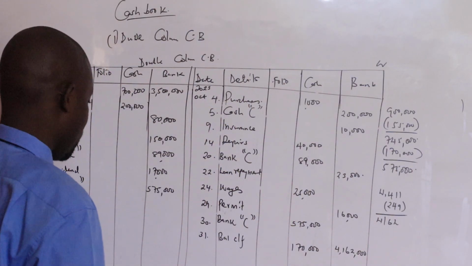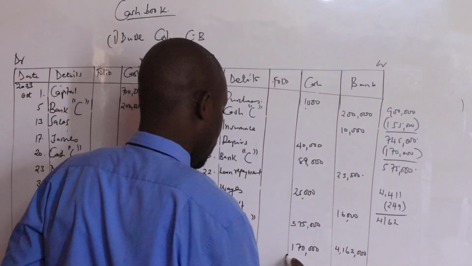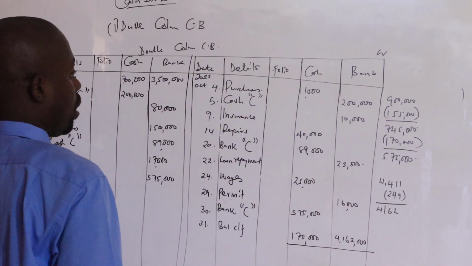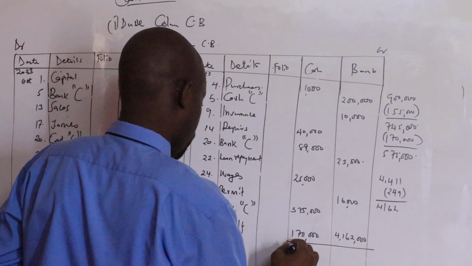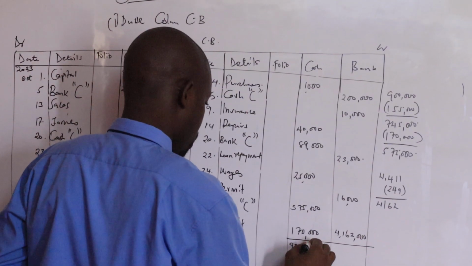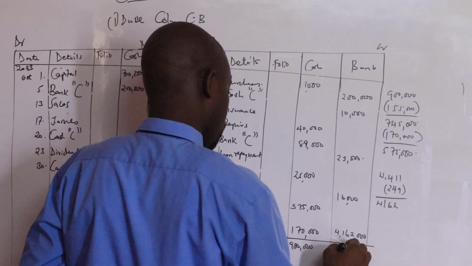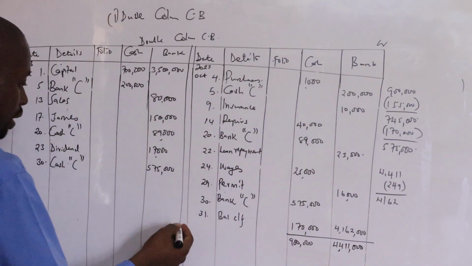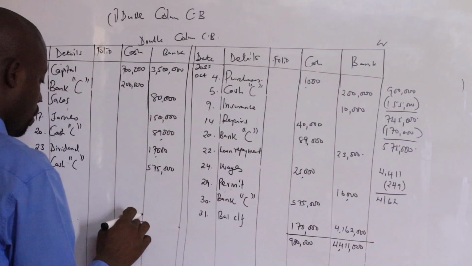So how do we balance now? This is the last transaction, so I'll put a line here. Totals for cash is now 900,000. I'll put 900,000 here. This one was 4411. Again, at the same level, on this side, do the same thing.